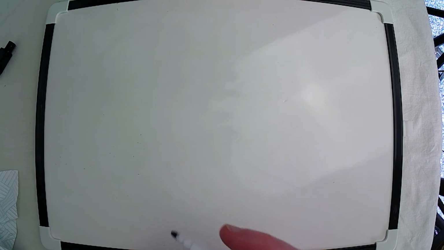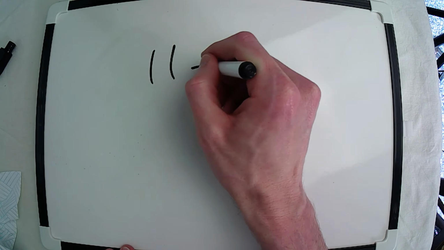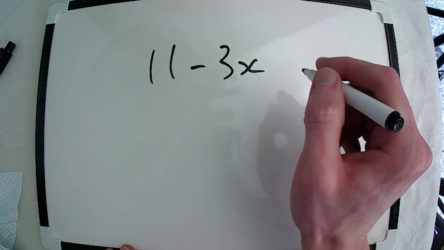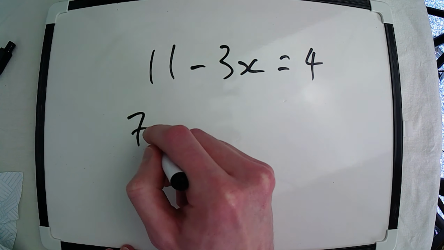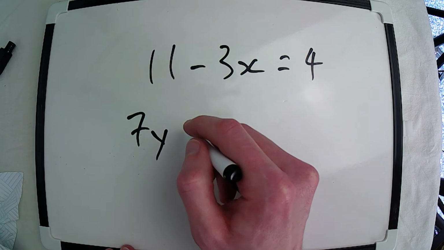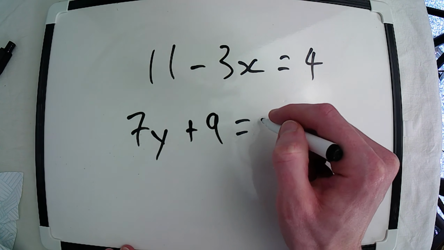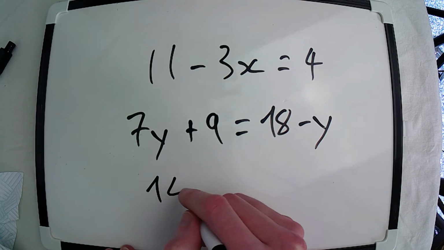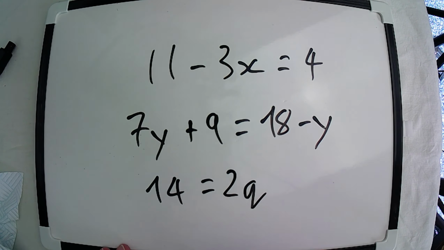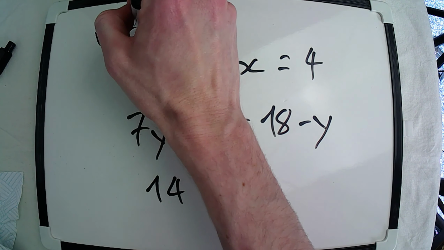Here are 3 examples. 11 subtract 3x equals 4. 7y plus 9 equals 18 subtract y. 14 equals 2q. So the question is, what makes these linear equations? And there's a few things. These are linear equations with one variable.